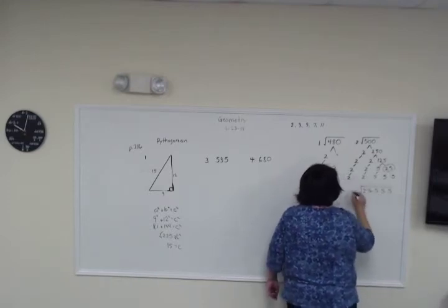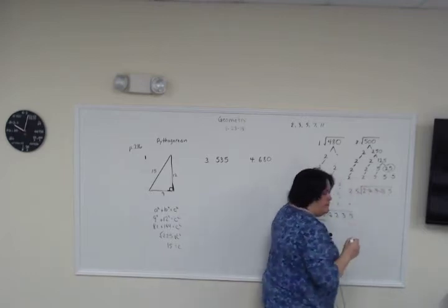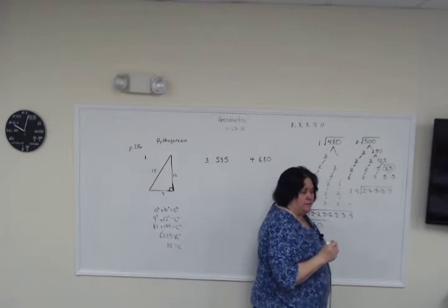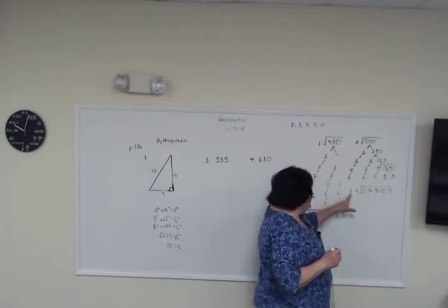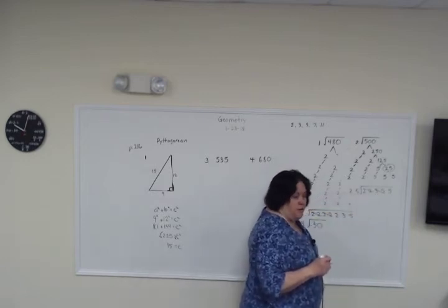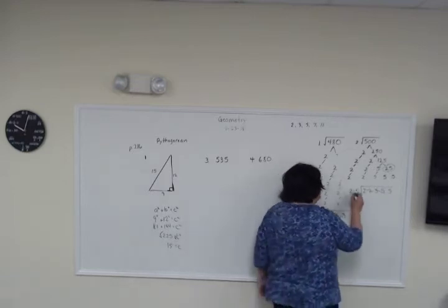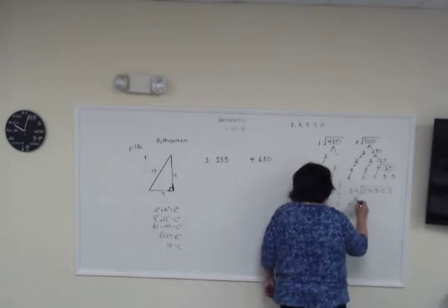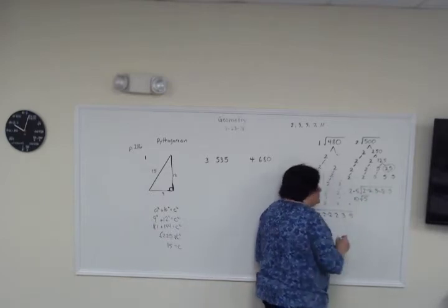Now you have a pair right here. You bring it out front. You have a pair right here. You bring it out front. Does that make sense? You have a pair of 2's, so you bring one out front. And a pair of 5's. Start from the actual number. So you bring one out front. Okay? So now, 2 times 5 is 10. And what do we have left over in here? Just a 5.